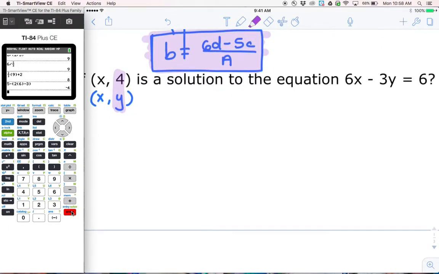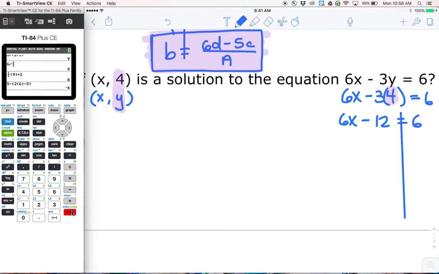Okay, so in this equation over here where we have 6x minus 3y, they want us to use 4 for y. That's what this meant. All right, let's clean it up. We've got 6x minus 12 equals 6. Well, now this is pretty simple, right? We've practiced solving a bunch of these already. We're going to add 12 to both sides, and I'm going to get 6x equals 18. Finally, divide by 6, and we've got x is equal to 3.